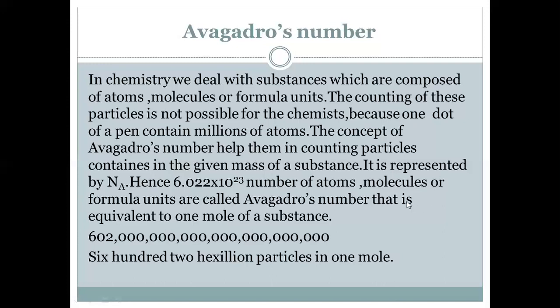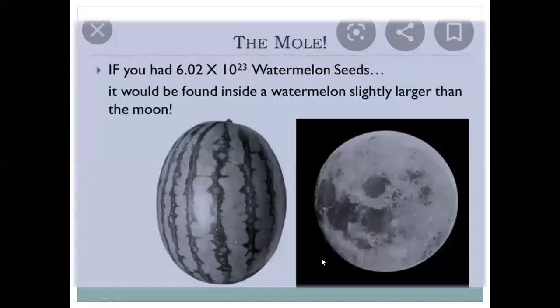Avogadro number is represented by capital N with a capital A as a subscript. This number is called the Avogadro number, and it may be for atoms, molecules, or formula units. It is equal to 1 mole of substance, and you can see again that 602 hexillion particles are present in 1 mole.